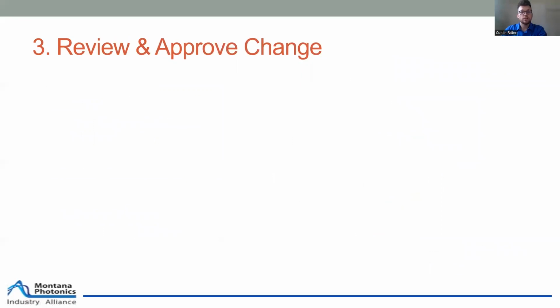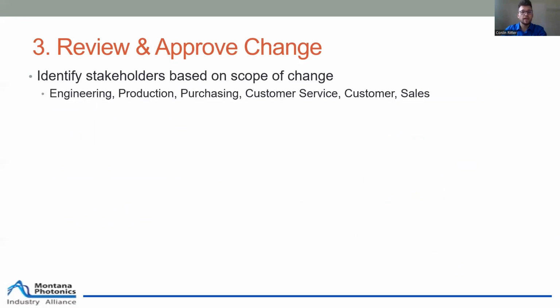Now you need to actually review and approve the change. So how do you do that? First, identify the stakeholders based on the scope of the change. What I mean by that is perhaps if you're making a work instruction change to a product, your customer or your sales department won't care because the output of the laser is exactly the same. It's just simply a manufacturing process. So they don't need to review and approve the change, but your engineering department certainly should.